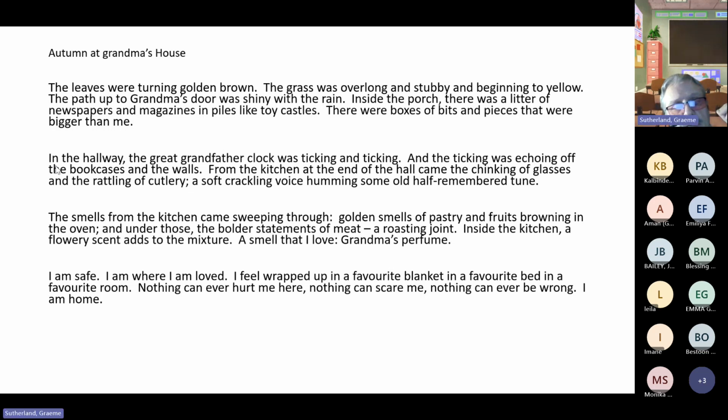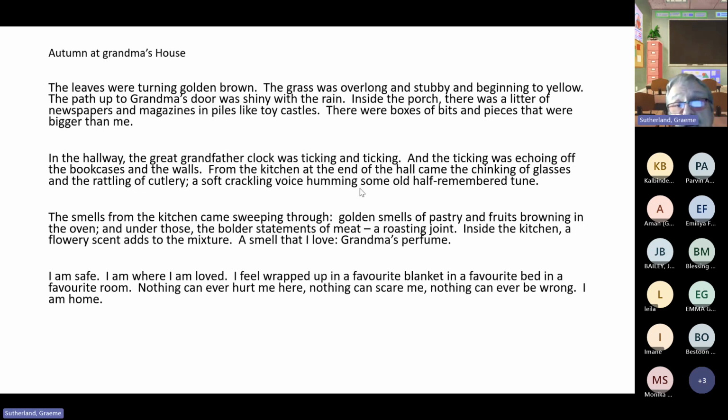Second paragraph. In the hallway, the great-grandfather clock was ticking and ticking, and the ticking was echoing off the bookcases and the walls. From the kitchen at the end of the hall came the chinking of glasses and the rattling of cutlery, a soft, crackling voice humming some old, half-remembered tune.